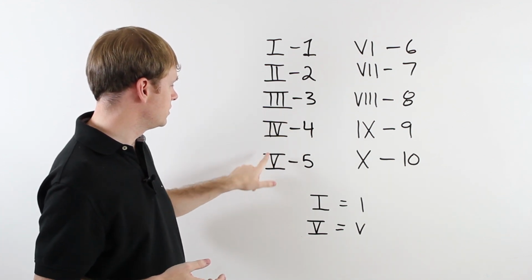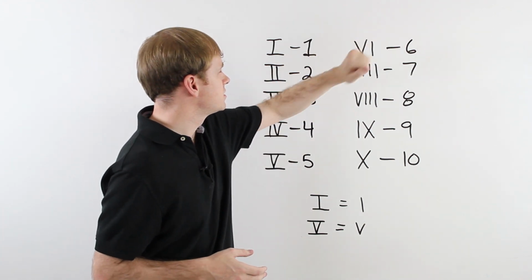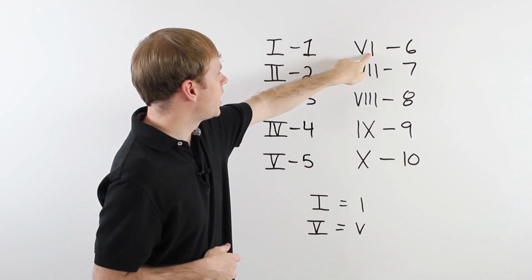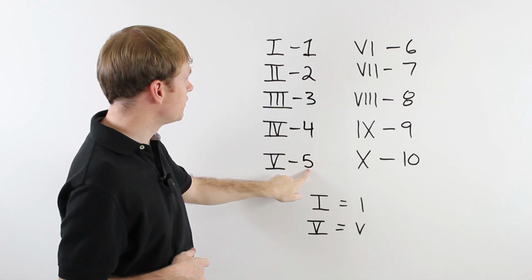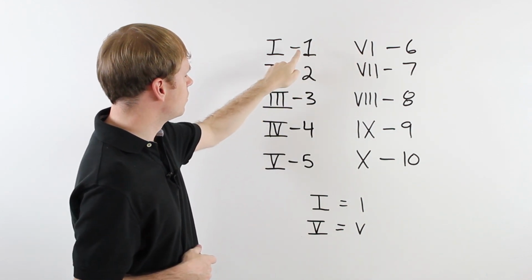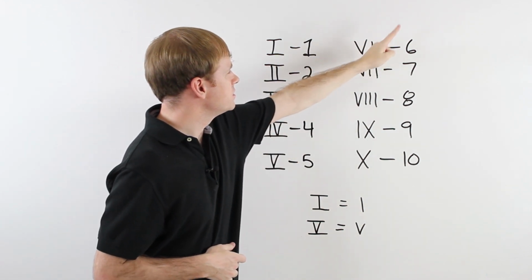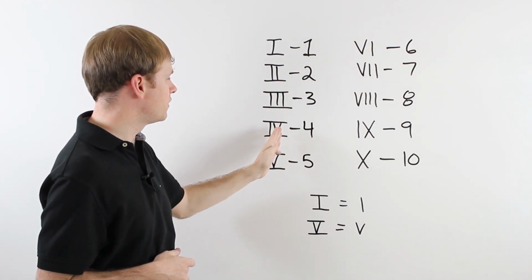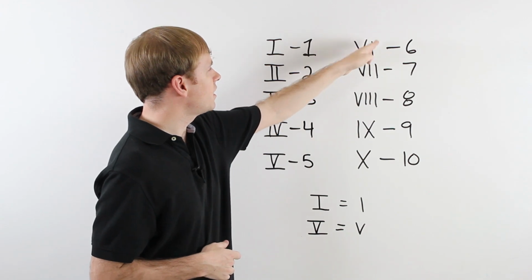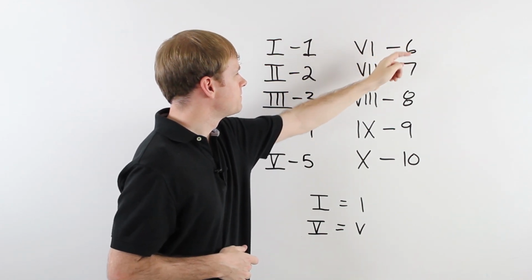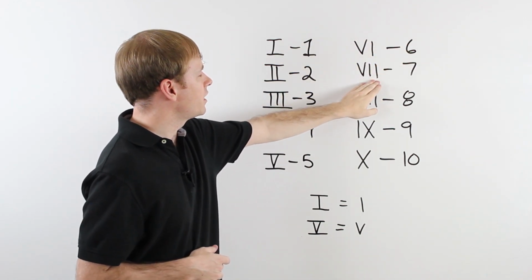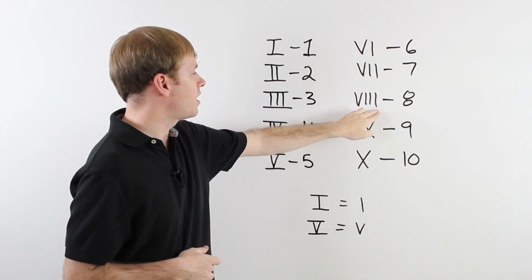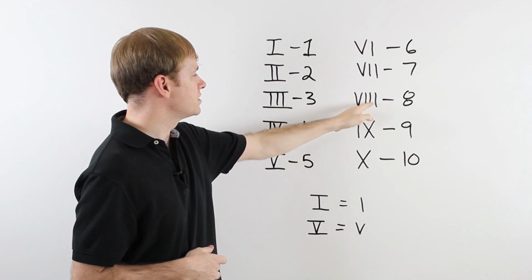All right, so let's continue. This was 4, this was 5, 6. Now 6, V and I. So V we know is 5, I we know is 1, so 5 and 1 is 6. So you notice IV, 1 before 5, 4, VI, 6, VII, 7, VIII, 8. So 5, 6, 7, 8.